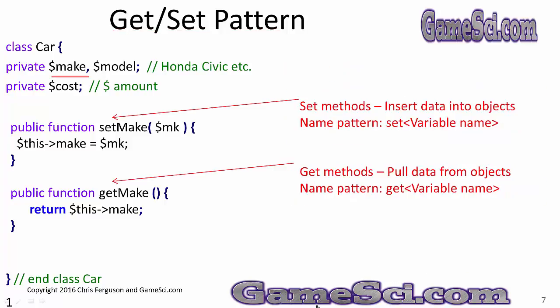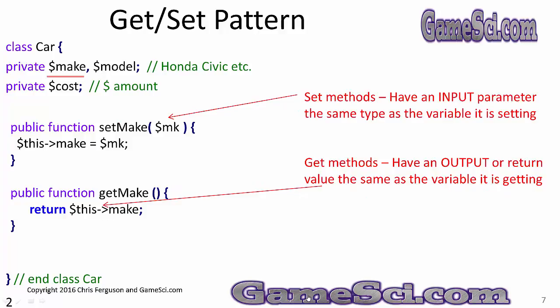Let's start with the private $make. I'm going to keep track of the make of the car: Honda, Toyota, Chevy, Ford. Set methods insert data into objects. The pattern for a set method is set and the name of the variable. Underlying the make variable, setMake is the one that should allow me to assign a new value to the make variable. Get methods pull data from objects. The name pattern is get and then the name of the variable. If I have a private make variable, I generally write a public setMake and a public getMake, so that I have access to that private variable.